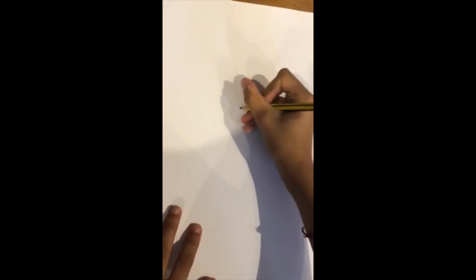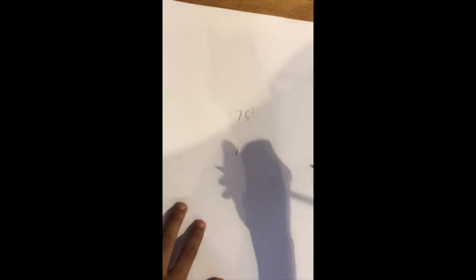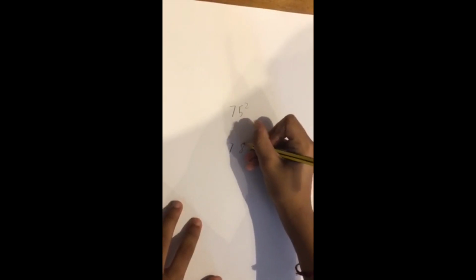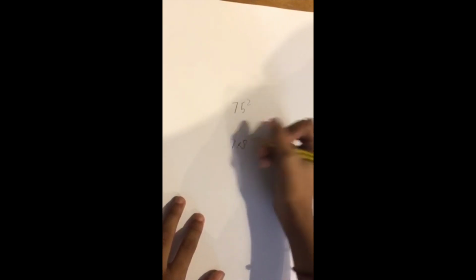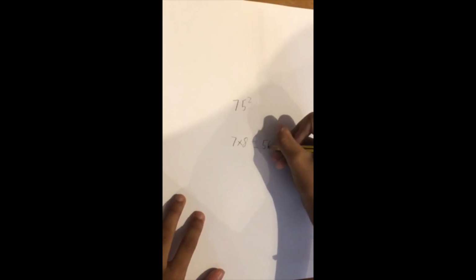What is 75 squared? 75 squared is 5,625. So I have 75 squared. Now, you have to take the first digit, which is 7, and you have to take the next higher number, which is 8, because it's 1, 2, 3, 4, 5, 6, 7, 8. Okay? Then you have to multiply those numbers together, and you get 56.